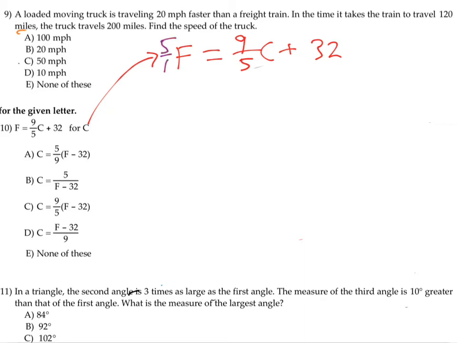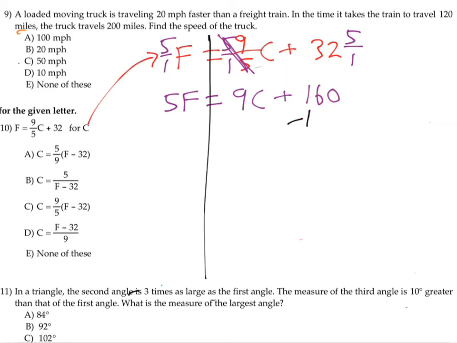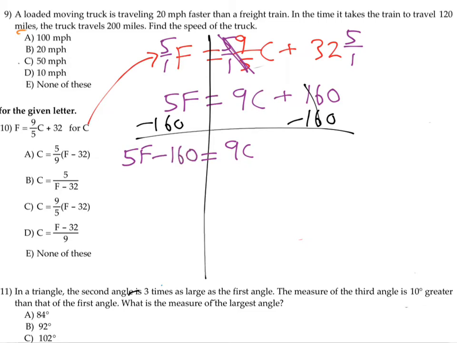So again, we multiply through by 5 over 1 to the left, middle, and right. And it cancels in the middle, and we get 5F, 9C, 160, and then to get C alone, we subtract 160. 9C is 5F minus 160. Last step to get C alone, divide by 9, divide by 9, divide by 9. So there's our answer, but it doesn't match any of the multiple choice, does it?